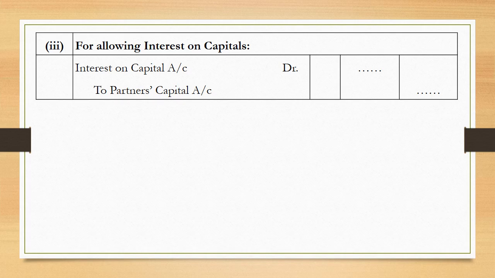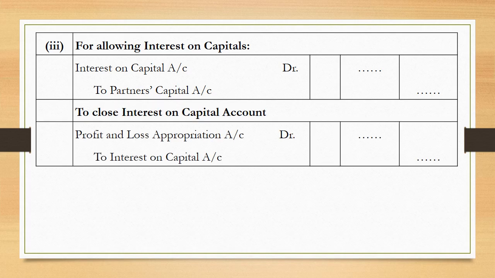The reason is our liability towards partners' capital increases. Next, for transferring interest on capital to the P&L appropriation account, the entry is profit and loss appropriation account debited to interest on capital account. Being an appropriation, this amount needs to be debited to profit and loss appropriation account.